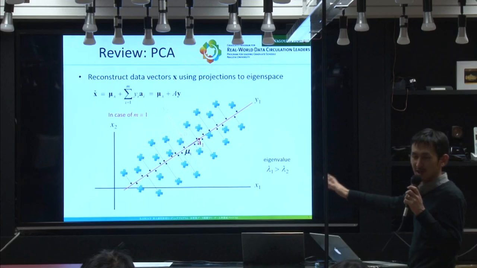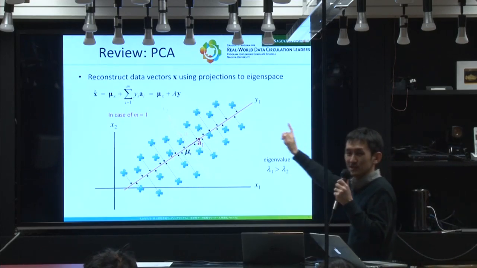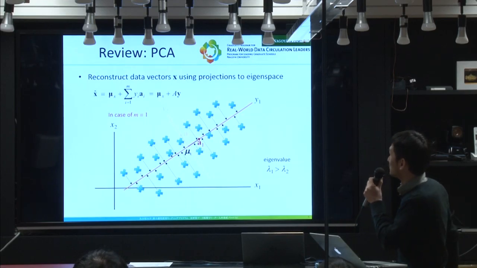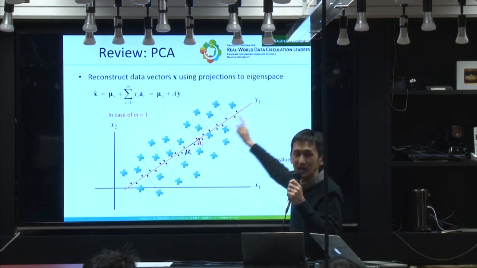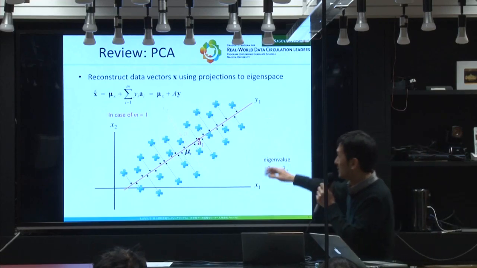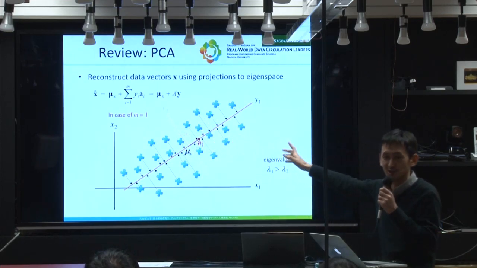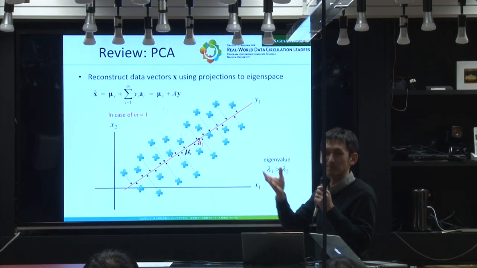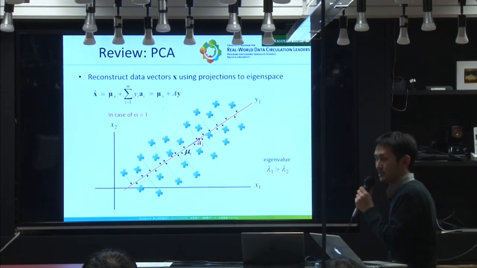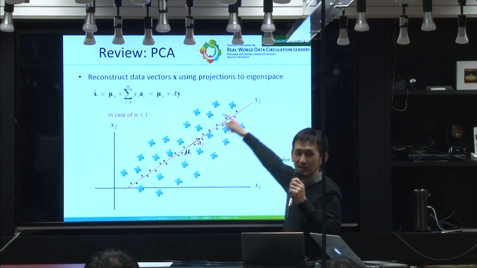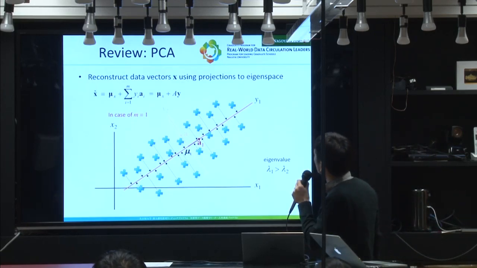If the subspace has enough information, you can reconstruct data using this subspace. So you can reconstruct a data vector X using projection to this eigenvector, eigenspace. In the case of M equals 1, that means you choose one vector from two eigenvectors. So basically, you should choose the vector having the larger eigenvalue.